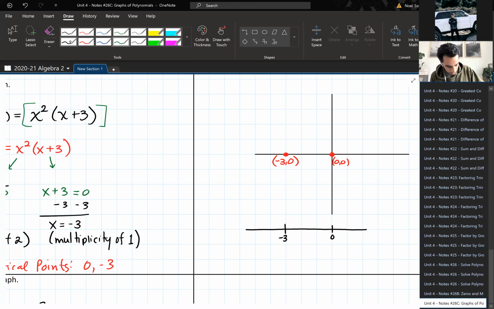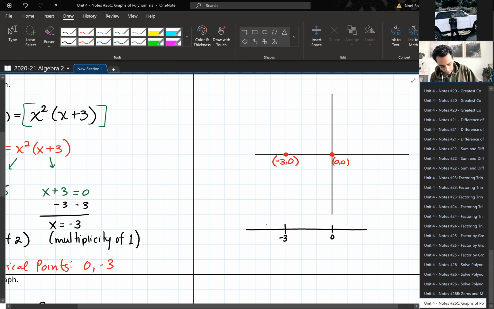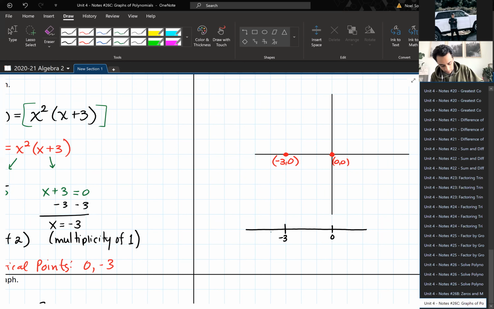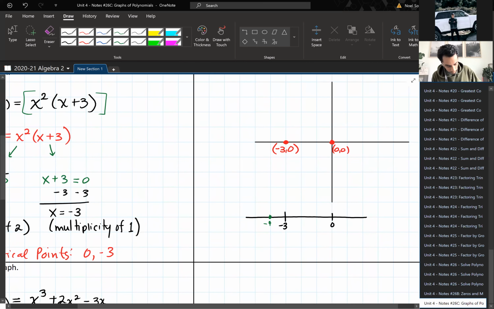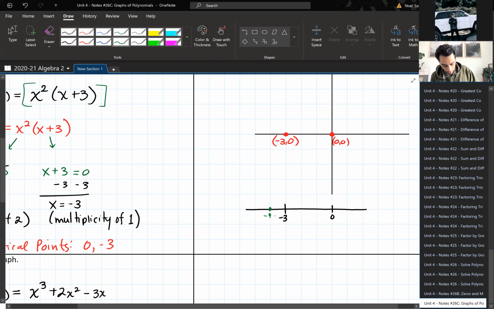All right, so check this out. I want to know to the left of -3, so I want to pick some number. Let's call that -4. We're going to use a test point here, -4. And we want to see, if I take -4 and plug it into the function x squared times x plus 3, is that going to end up being a positive number or a negative number?